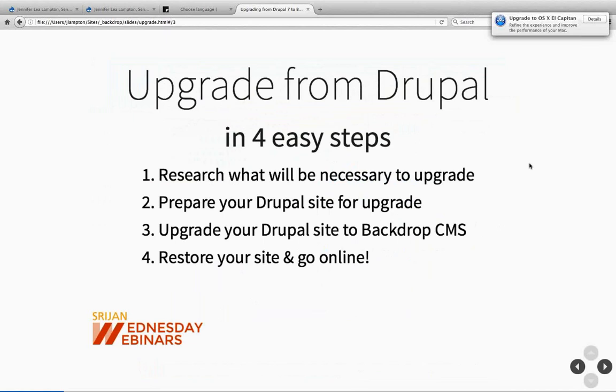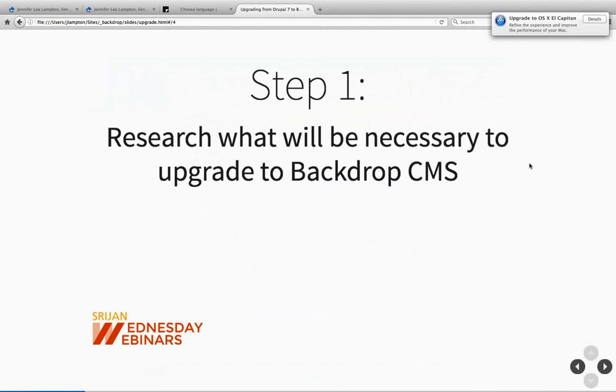And then the last step is just taking your site out of maintenance mode, making sure that your theme is working the way you want it to, and making sure that some of the new features that you get from Backdrop, like layouts, are set up in a way that works for your site. So we're going to go through all 4 of these steps on an existing site, and you'll get to see how the process works. So the first step is to research what's necessary to upgrade your site.